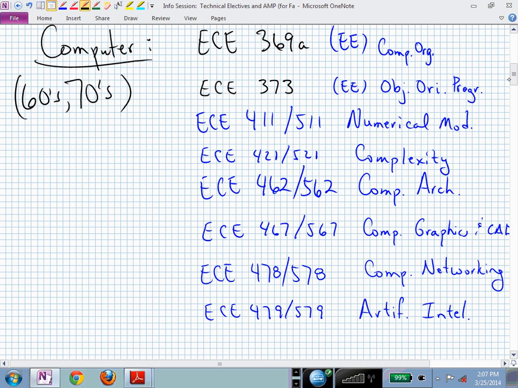Those are computer related courses, and those take up a couple of decades and even more in terms of the numbering.